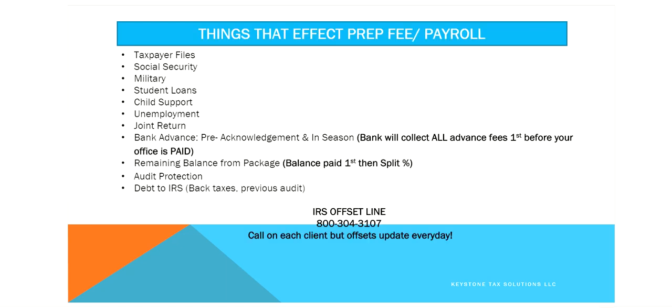Things that affect payroll and prep fee. Taxpayer files affect payroll and tax preparers' prep fees. Social Security, military, student loans, child support, unemployment conversation, joint returns, bank advances, the pre-acts, and in season. The bank will collect all their fees first before anything is paid out. That means before the bank releases any fees to us for preparation, they're going to take the fees out for those loans. So once they get their cut, they will release the funds to us. We will get our percentage, and we'll release the funds to you.